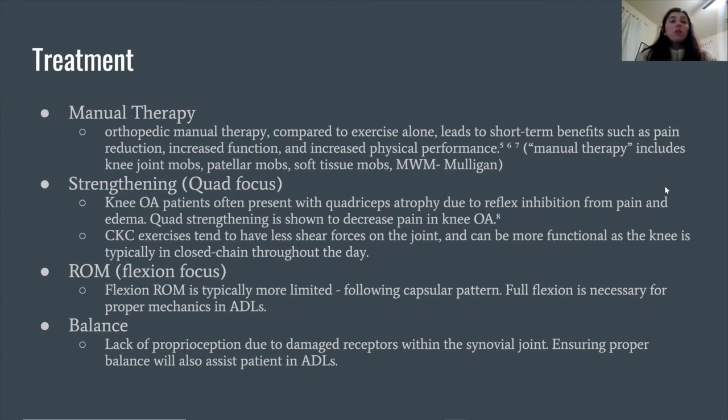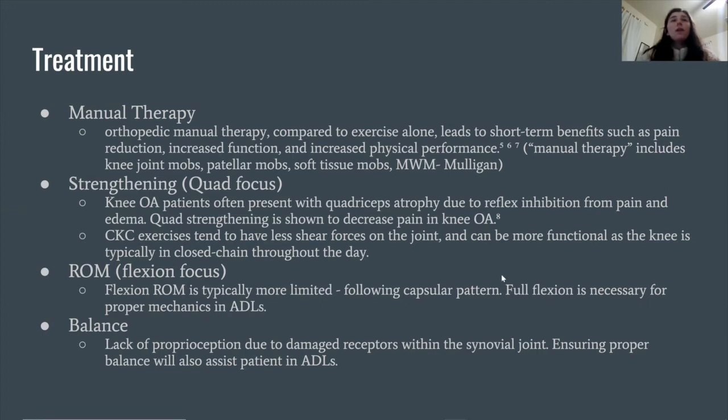For range of motion, we have a flexion focus here just because the capsular pattern of the knee tends to be more limited in flexion, so that's generally what we're going to be working towards, but of course full extension is also important for gait. And balance, so proprioceptors will definitely be affected by osteoarthritis. That synovial joint will damage those proprioceptors, so it's important to make sure we're addressing our patient's balance impairments.